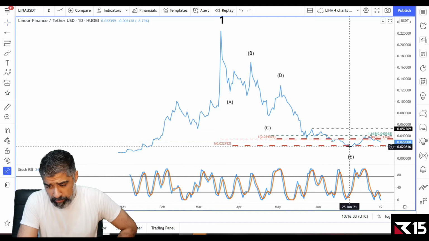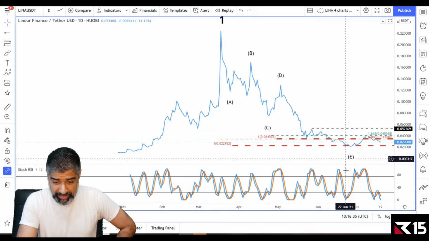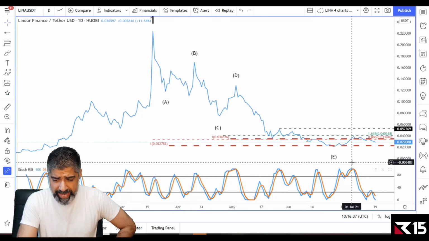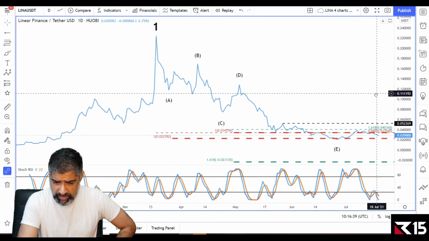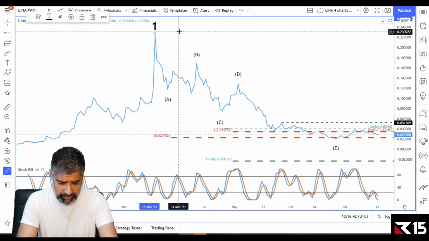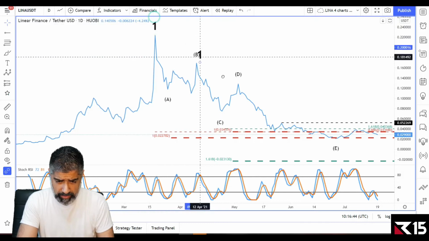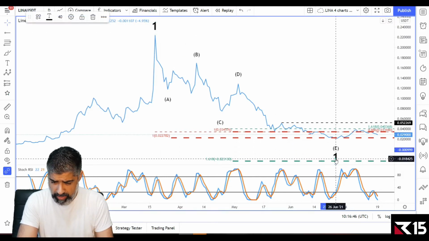However, we've made a new low over here. So it looks like we've made, I think I drew it here. Did I draw it here? Let me draw it now. A potential wave 2 low.